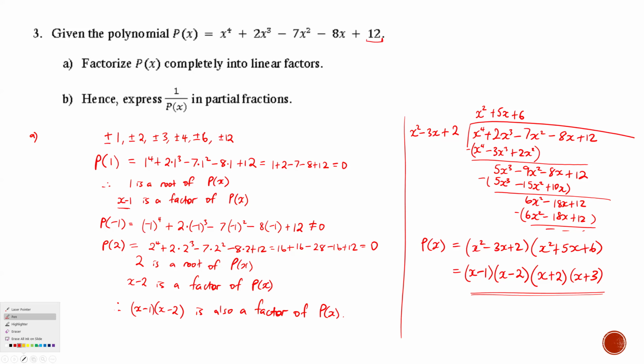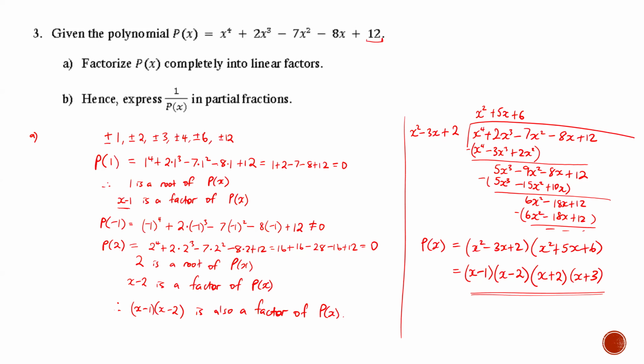So the question asks us to factorize p of x completely into linear factors. Linear factors are like what we have here in our answer. Factors of degree 1. In other words, the highest power of x in a linear factor is just 1. So it's either x plus something or x minus something. A linear factor is of the form ax plus b, where a and b are constants. So this is what we want to have.